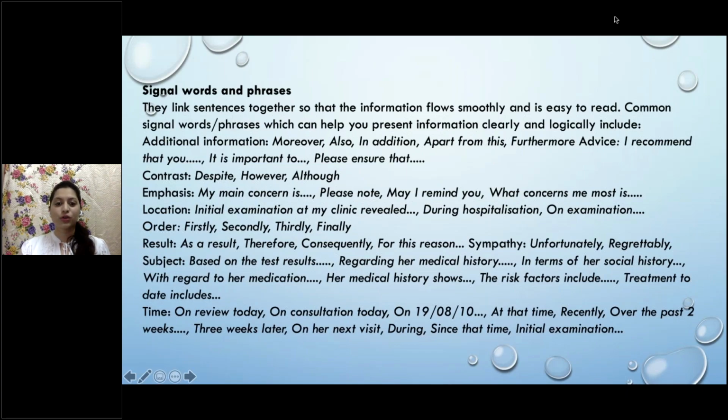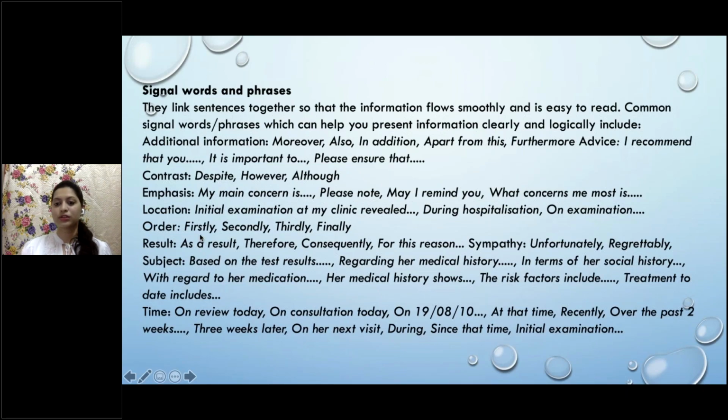So if you're giving additional information, you can always use words like moreover, also, in addition to, apart from this, furthermore. If you're giving advice, I recommend that you so and so, or it is important to, or please ensure that. If there is a contrast between two statements, then you use words like despite, however, and although. If you want to bring emphasis or attention to a particular statement, you can use phrases like my main concern is, or may I remind you, or what concerns me the most is.